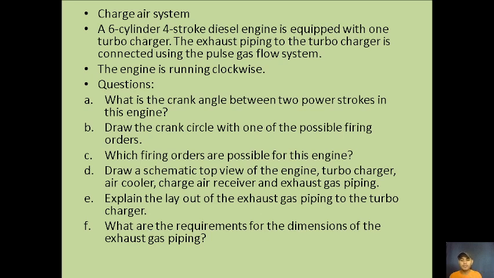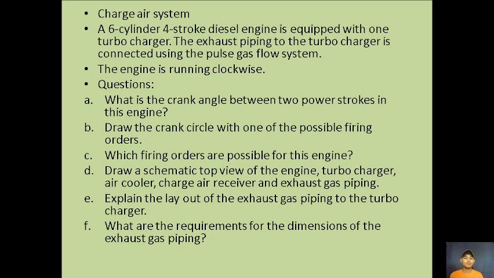A 4-stroke diesel engine rotates twice, or has 2 revolutions, to complete the 4 events, which are intake, compression, power, and exhaust. So 2 revolutions divided by the 6 cylinders gives our crank angle between 2 power strokes. We will have a computation later.